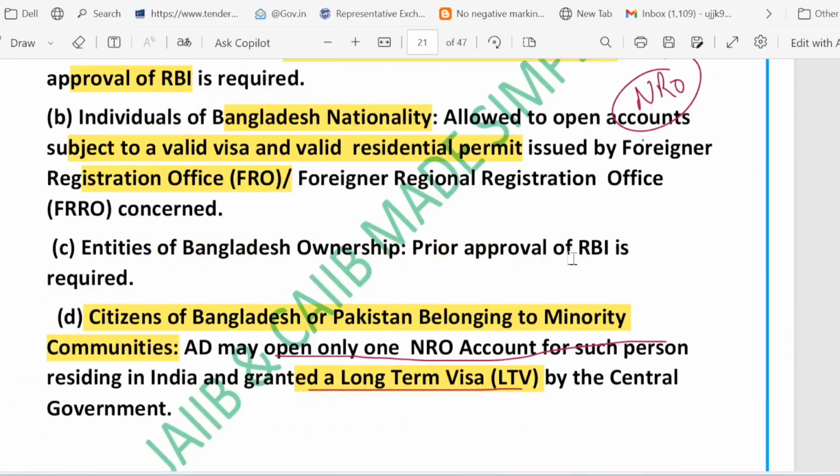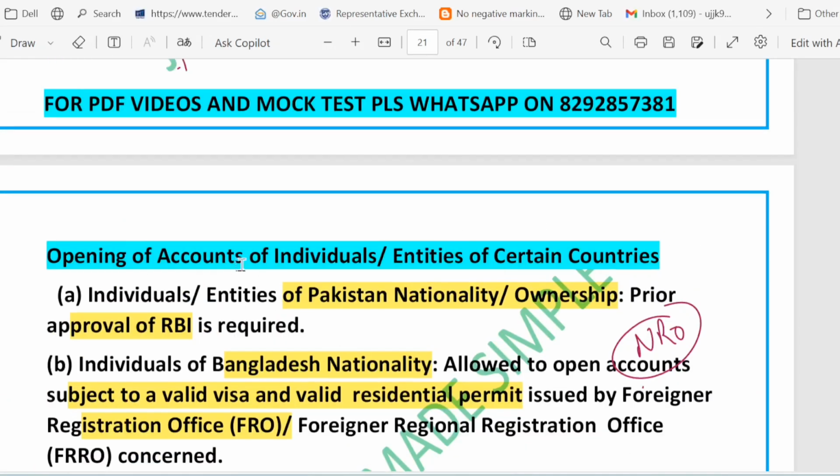So let me give you some examples to clear these cases which we have discussed just now. So friends, for example, suppose Mr. X is a Pakistani-owned company, right? They want to open an account in India. So the bank cannot open it without the RBI green light. So the RBI green light has to be taken.